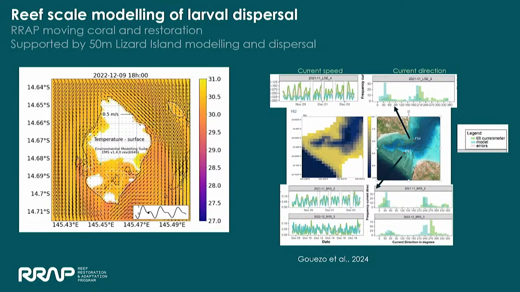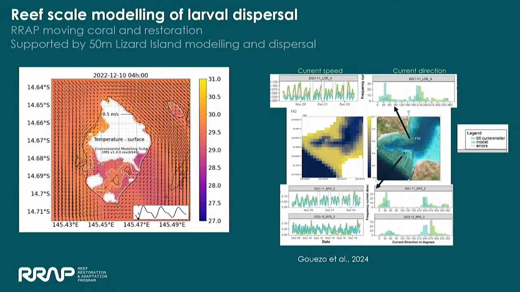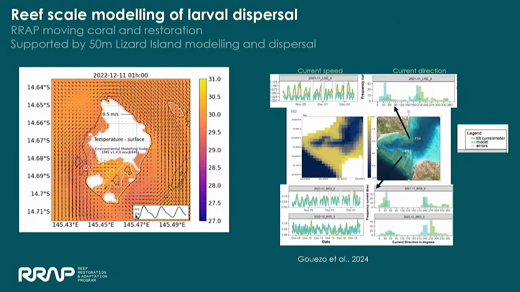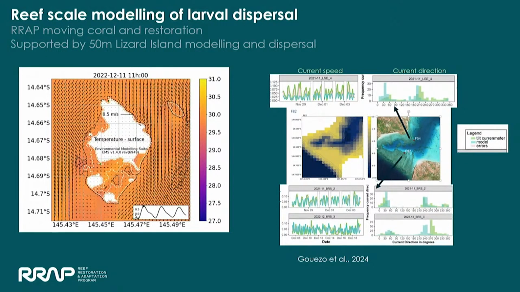So those slack conditions, when you do those moving coral and restoration programs, you are looking for those very calm conditions, so people in the field can deliver their competent larvae. And those calm conditions are what we are trying to get this model to reproduce as well as possible.